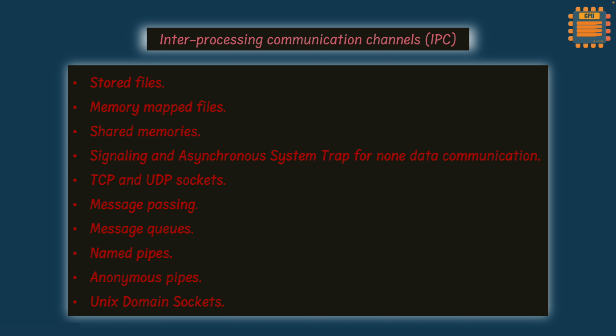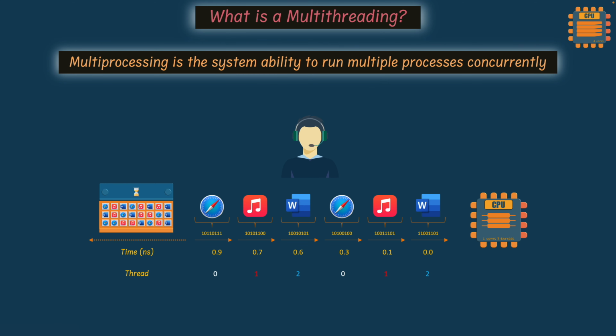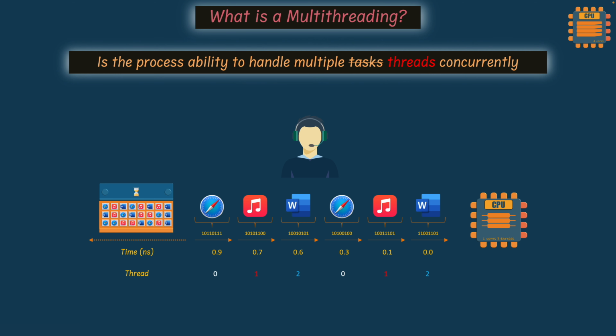Hoping that by now I have managed to explain multiprocessing very well, so now we can move on to multithreading. We learned that multiprocessing is the system's ability to run multiple processes concurrently. However, multithreading is the process's ability to handle multiple tasks concurrently. So previously, we were discussing how to run multiple processes concurrently, but now we are focusing on the process itself. Let's explore multithreading.